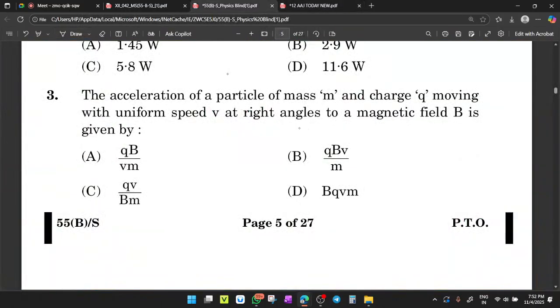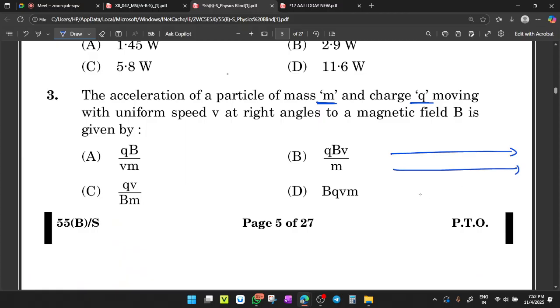Okay. Next question, students. The acceleration of a particle of mass m and charge q moving with a uniform speed v at a right angle to the magnetic field is given by, which one will give you the correct acceleration? Okay, so what is happening here? Take a slight idea of this.